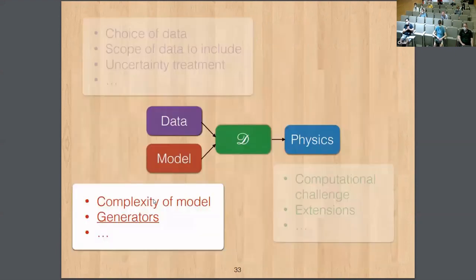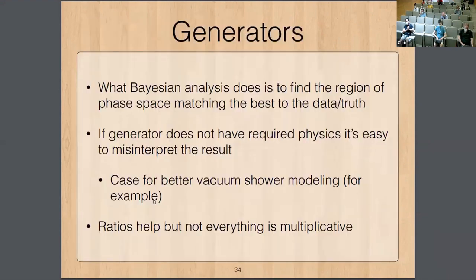Okay, so let's move to the model. And I will say a few words about the generators. So if we take a step back, what Bayesian analysis does is really define the region of phase space in the model that best matches the data, right? And if the generator does not have the required physics, then it's very easy to misinterpret the result. So if you use a very bad model, you will still get something, and that will not mean anything.